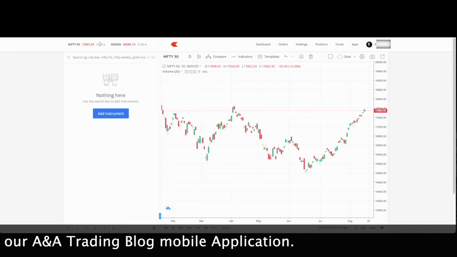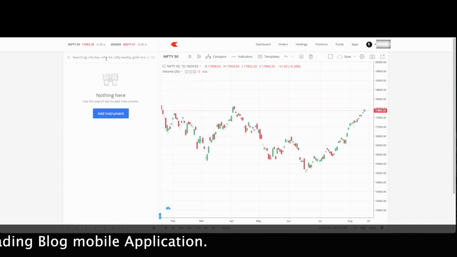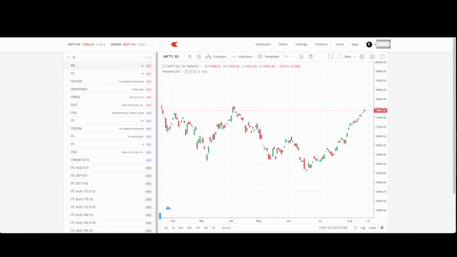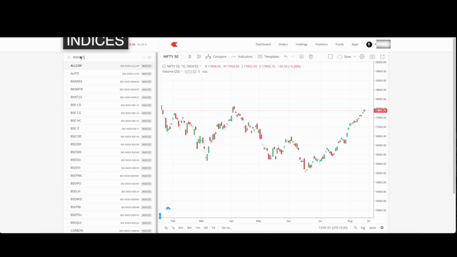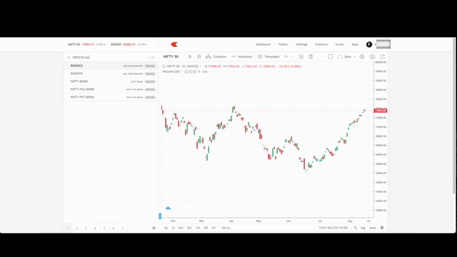Now below the Market Watch, we have a search tab. We will use this search tab to find stocks, futures, options, etc. For example, let's say I want to find ITC. If I type ITC, I get ITC NSE, ITC BSE. I can add it, so ITC is added here. Now let's say I want to search for Bank Nifty. Bank Nifty is an index. To search Bank Nifty, just type INDICES space bank. You got your Nifty Bank, right? You can add this to your watch list.